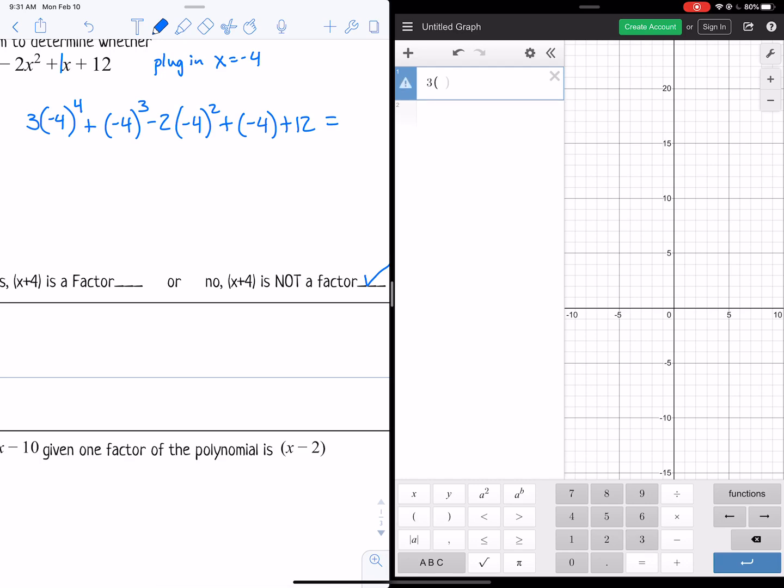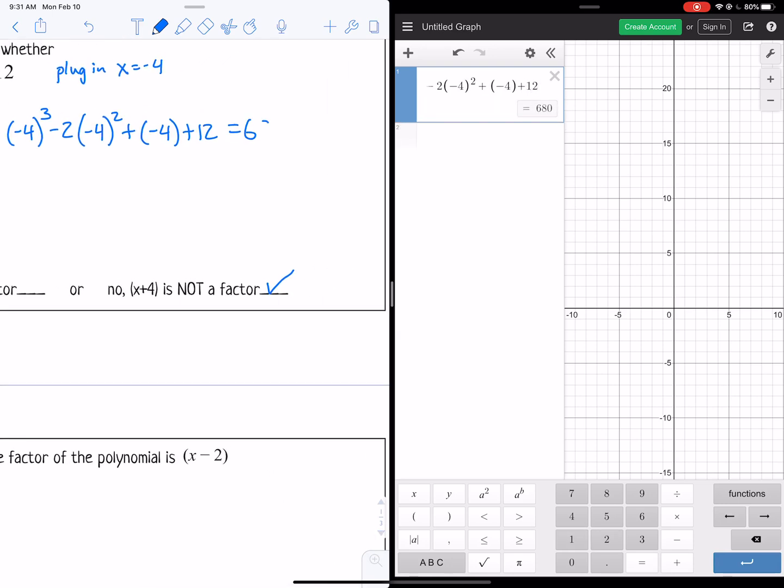So 3 times negative 4 to the 4th power plus negative 4 to the 3rd power minus 2 times negative 4 squared plus negative 4 plus 12. So notice you still get the same thing that way.